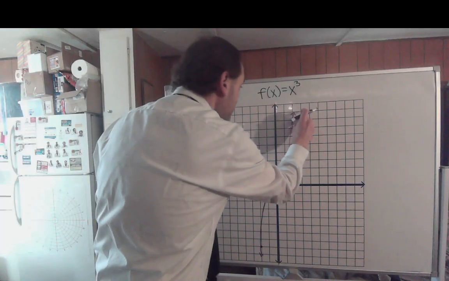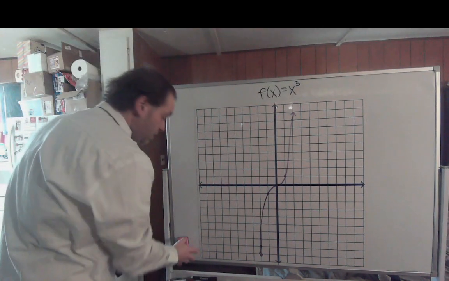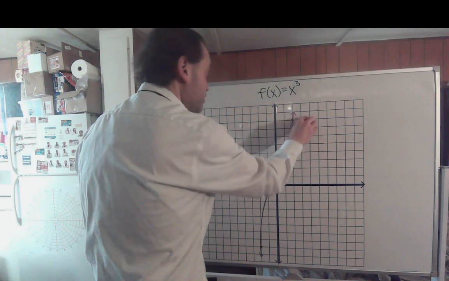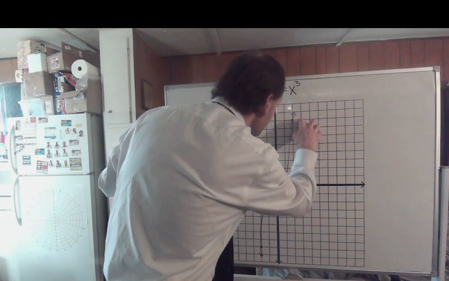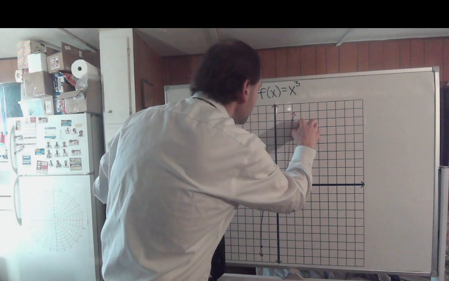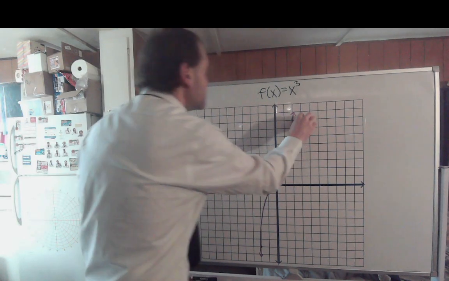Alright, and what do you know? We have a nice cubic function graph. Why is that not coming off? That's going to be annoying.